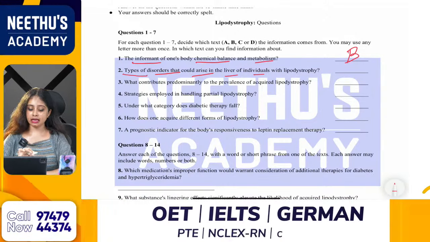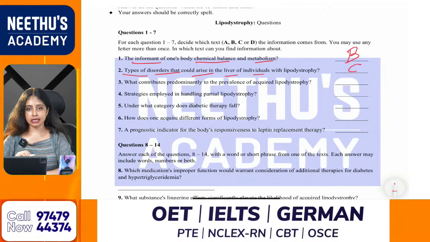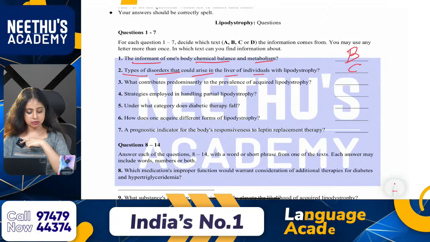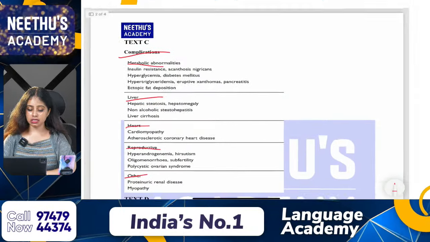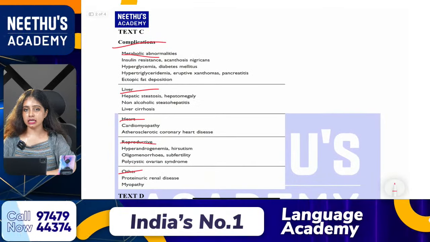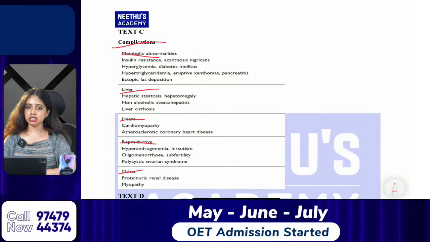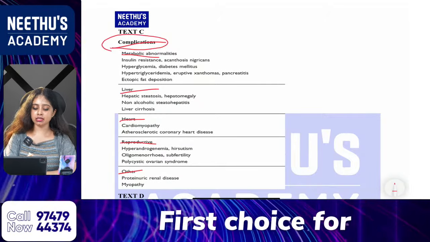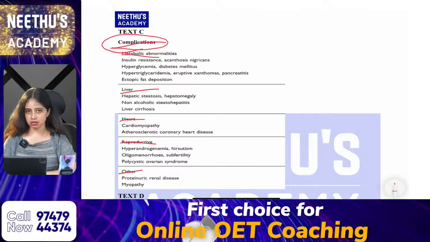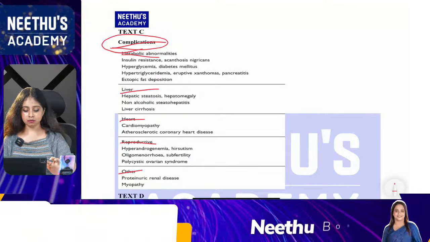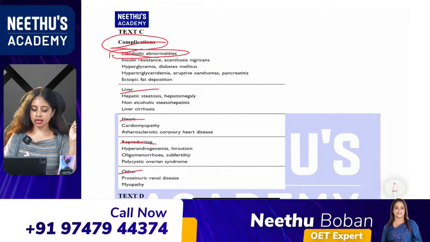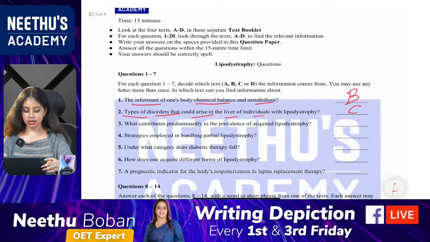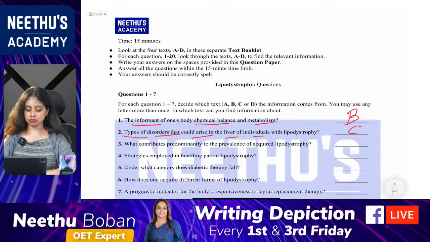Very good, Kavita. Second question is from text C. Where is it mentioned in text C? Any idea? Types of disorders in text C. As you can see here, in text C, they have mentioned a lot of disorders. Already I mentioned, right? Complications, type of disorders mentioned, complications. So that is from text C, a lot of disorders mentioned. So that answer is text C.